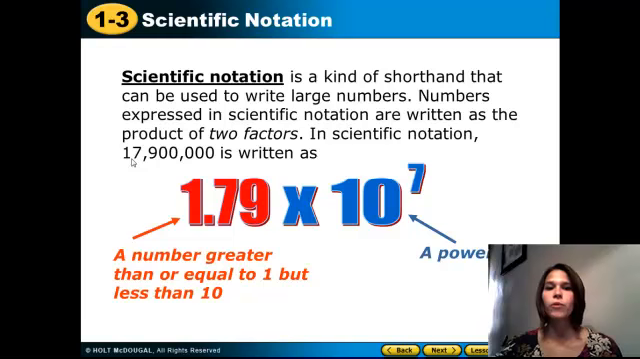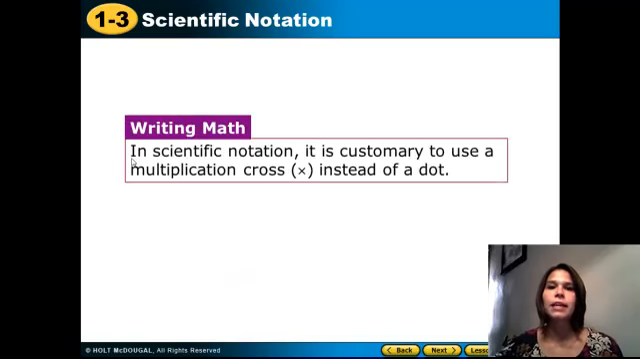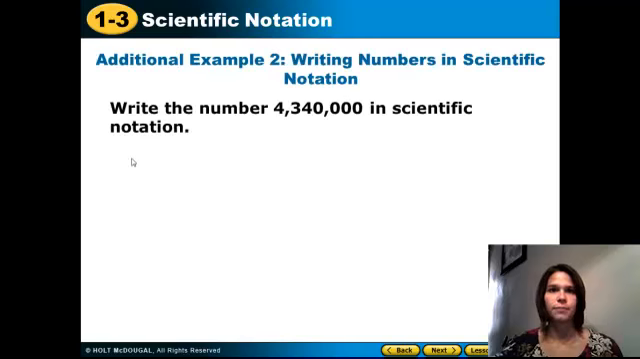So a number greater than or equal to 1 but less than 10, so no double-digit numbers, and a power of 10. In scientific notation, it is customary to use a multiplication cross instead of a dot. We don't use them a lot except in scientific notation.